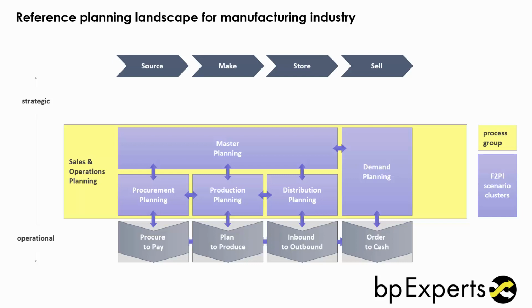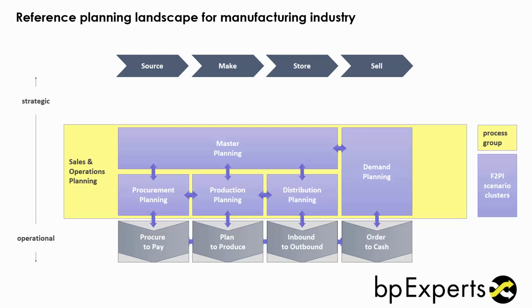In contrast to the planning disciplines, S&OP is not represented as a scenario cluster, but as a functional process group. The S&OP process group includes processes used overarching in different planning scenarios and, in addition, important standalone processes. Sales and operations planning is considered as the embracing function that orchestrates the different planning disciplines and links strategic to mid- and short-term planning.